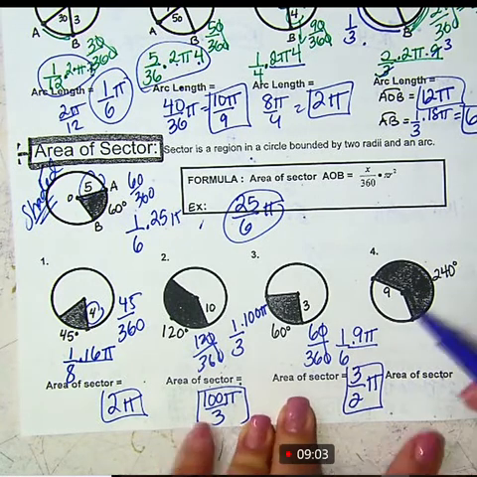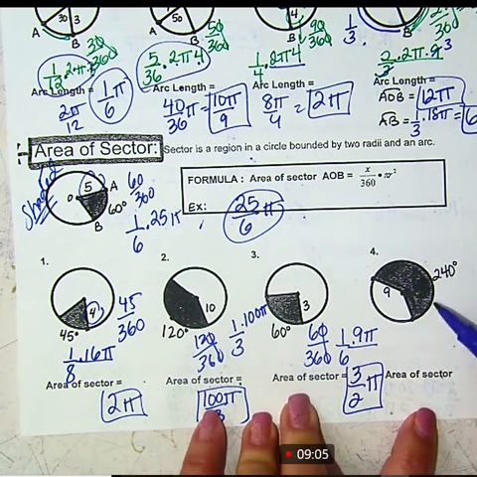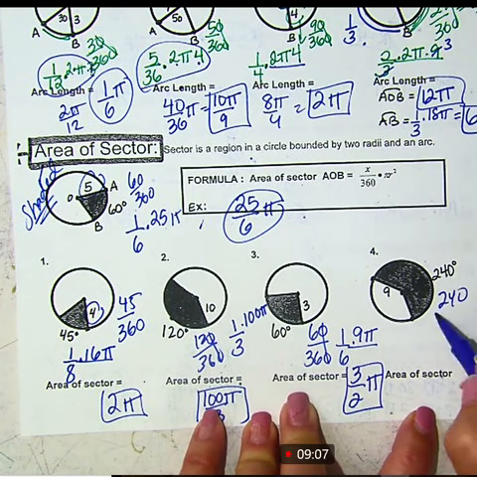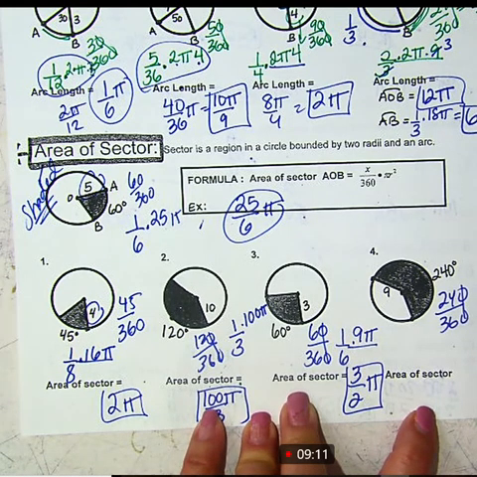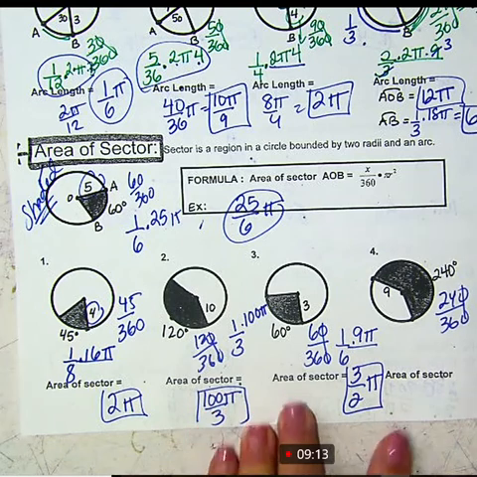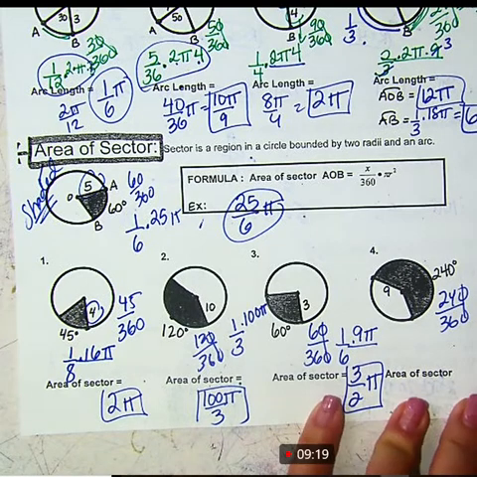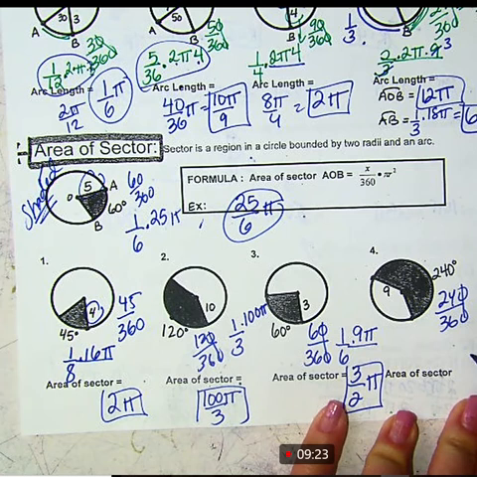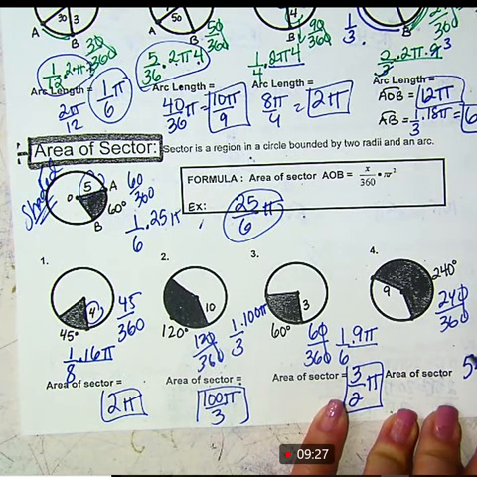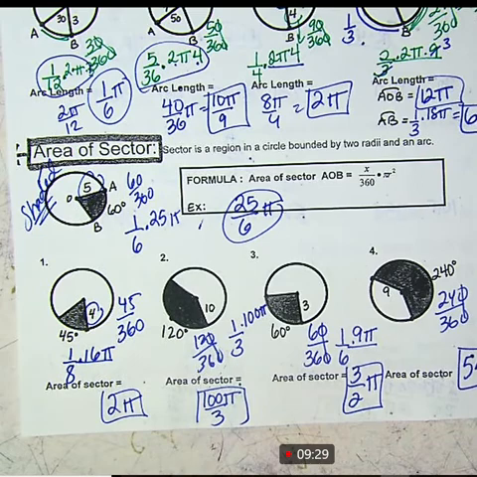This one wants the big part all the way around, so it's 240 divided by 360, and I get 2/3 times 81 pi. And then 3 goes into 81 27 times, and you should get 54 pi here as your answer.